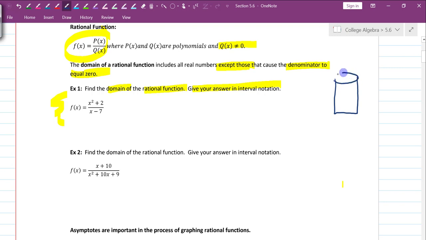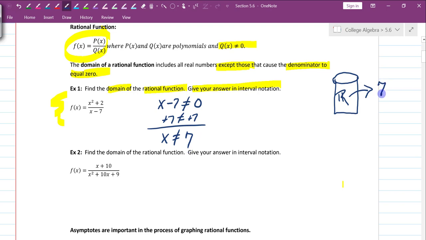There's our domain bucket right there, and in our domain bucket we have all real numbers. We're going to remove whatever numbers from the set of all real numbers will make this denominator equal 0. So x minus 7 cannot equal 0, because when it does, we have a problem. We add 7 to both sides and get x cannot equal 7. So the number we're going to throw out is 7, and the domain consists of all real numbers except for the number 7.